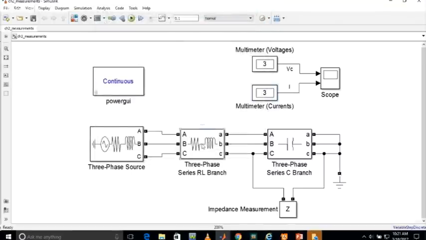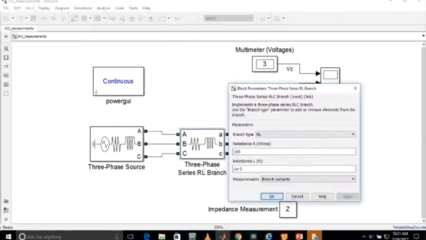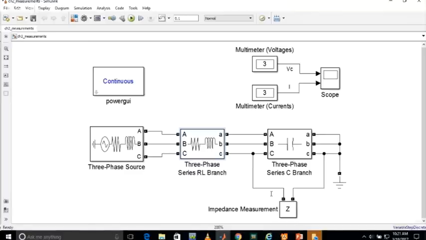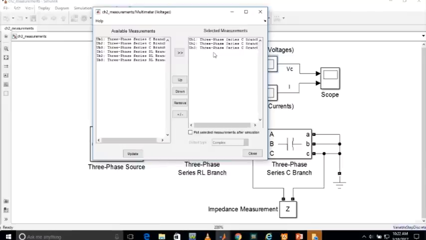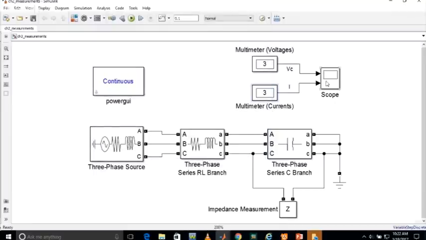Similarly, in this circuit we have gone for branch current for the three-phase series RLC branch. In this we have gone for measurement of branch current. So as you can see, there will be three currents, IA, IB, IC, and the capacitance branch, the three-phase series C branch, is providing three voltages, VA, VB, VC. These multimeters have chosen which measurement value they have to show. The first multimeter has chosen the voltages, and the second multimeter has chosen the currents, IB1, IB2, and IB3. And it is given to the scopes.